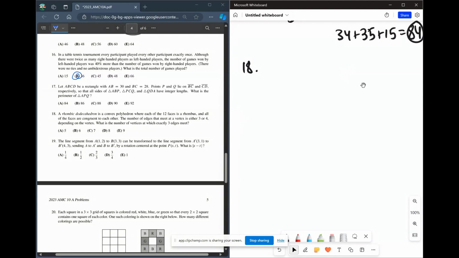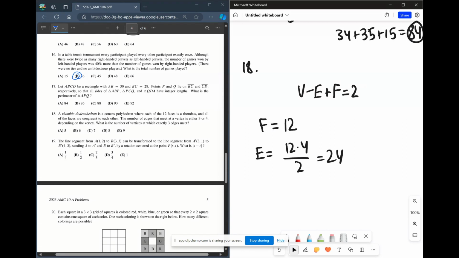So let's go ahead and list everything out. This seems like one of those graph theory problems in disguise. And when there's graph theory, you'll probably want to use Euler's formula, which is V minus E plus F equals 2. That always holds. And we are given that F is equal to 12. E is equal to 12 times 4 edges per face divided by 2, since every edge is on 2 faces. So that's 24. And because V minus E plus F equals 2, that means that V is 14.